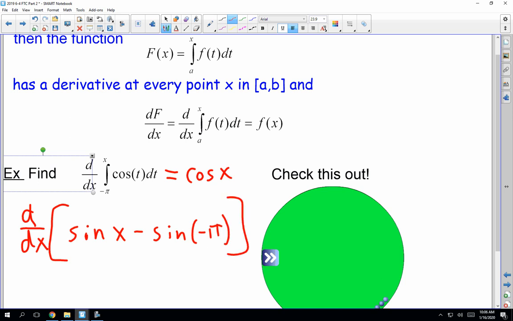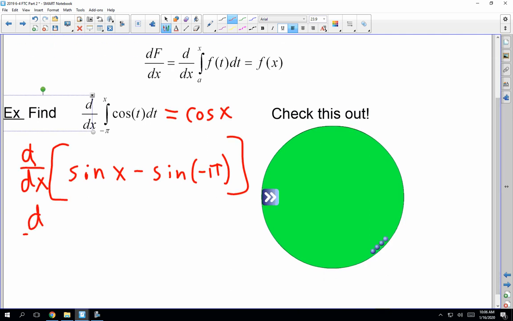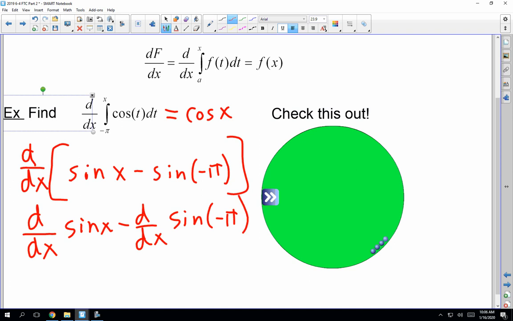And that alone is the integral, right? Then d dx of sine of x minus d dx of sine of negative pi. If you really want to, you have the toolkit to figure out sine of negative pi, but all you really need to know is that sine of negative pi is a constant, and the derivative of a constant is 0, so this is 0.